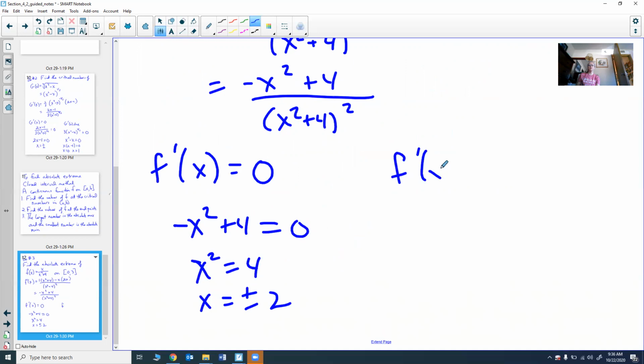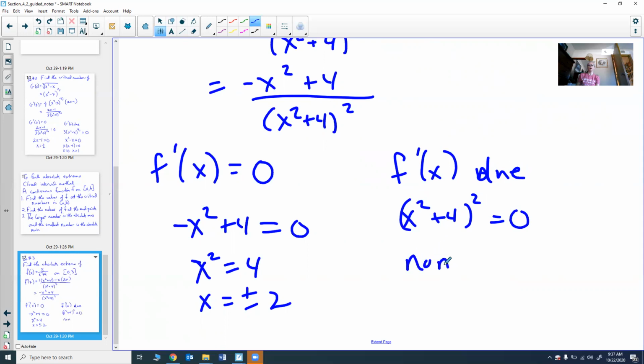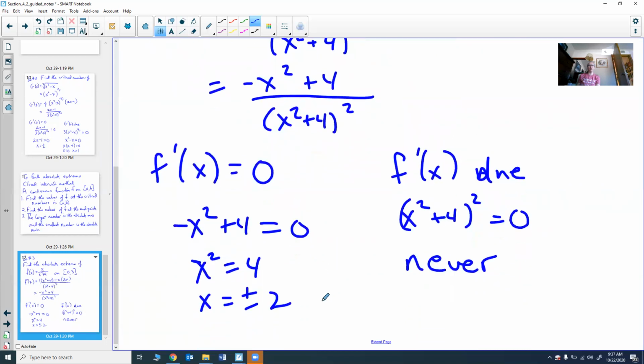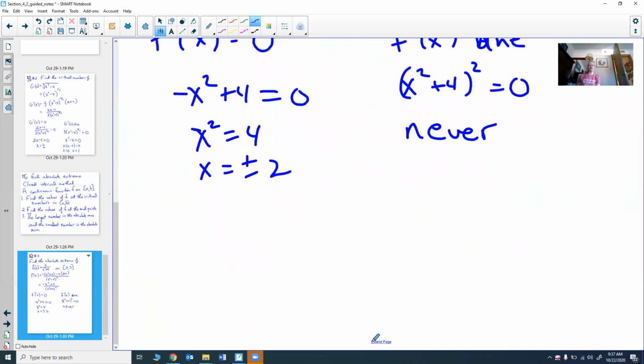The other thing we need to look at is where the derivative does not exist. The derivative does not exist when your denominator is 0. Well, in this case, x² + 4 will never be 0, so this is none. It never can happen. So there will be no more critical numbers. My only critical numbers in this case are ±2. However, we are on the closed interval from 0 to 3, so −2 is not in that interval. When we go to look for the absolute max, we don't need to look at that −2.